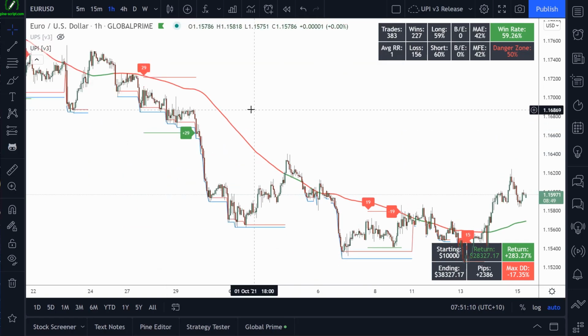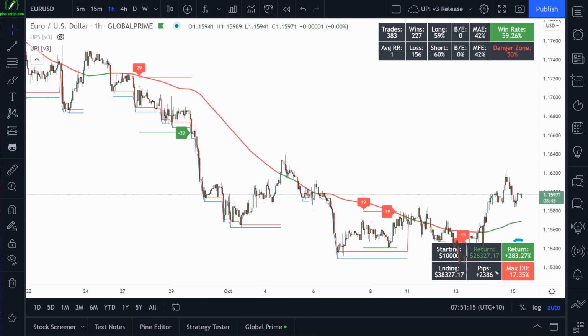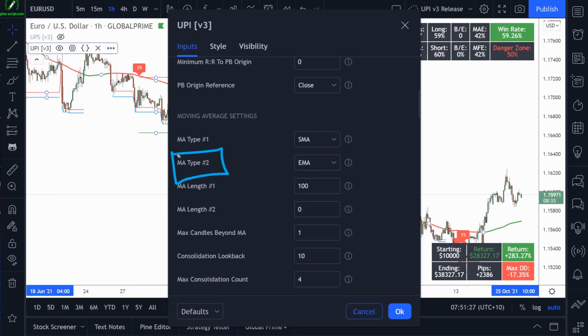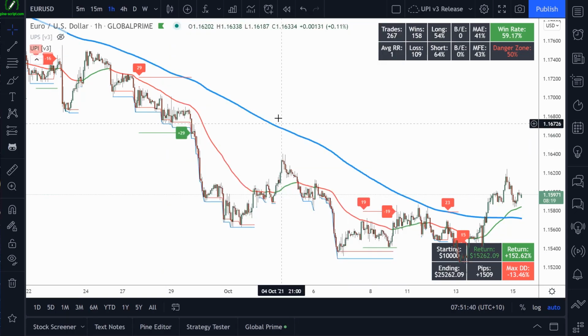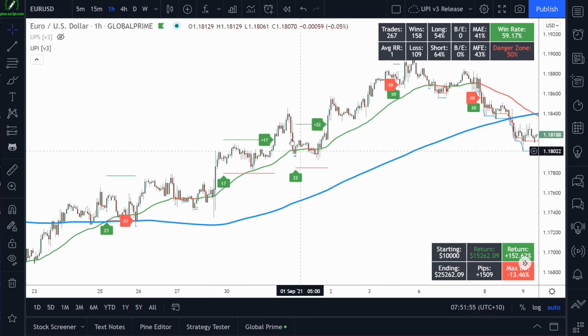So here I've changed the moving average to a 100 period SMA, and it has affected our metrics a decent amount. There's also MA type 2, which is a filter moving average. So if I set this back to a 50 EMA, we could use a 200 SMA as a secondary filter. Now this big thick blue line is our 200 SMA, and now the script will only take long trades if the setup occurs above the 50 EMA and the 200 EMA.